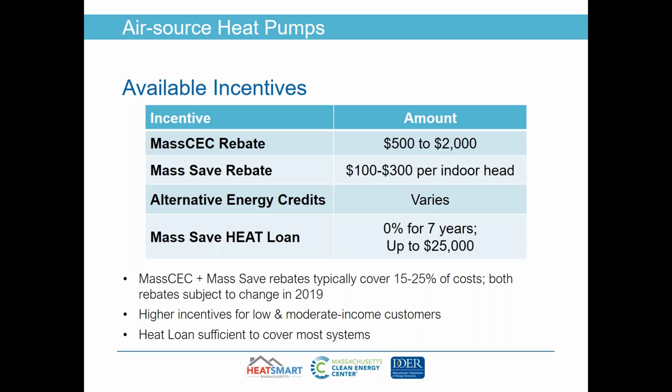So just to give you a sense of the scale of these incentives, between the MITC and MassSave rebates, this typically covers about 15 to 25% of the total installed costs of the system. And both of those rebates are subject to change in 2019. There are also higher incentives available for both low and moderate income customers. And then the heat loan, to give you a sense of that, typically is sufficient to cover the costs of an air source heat pump system once you factor in the rebates.